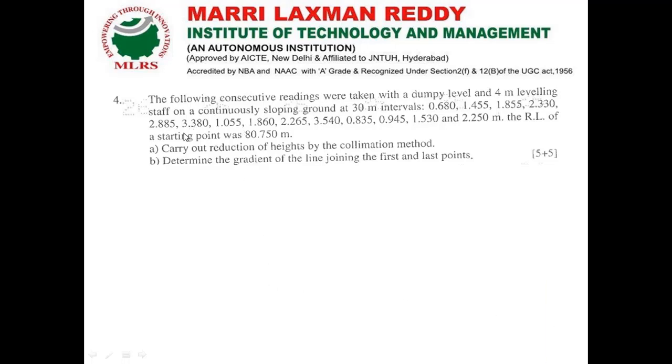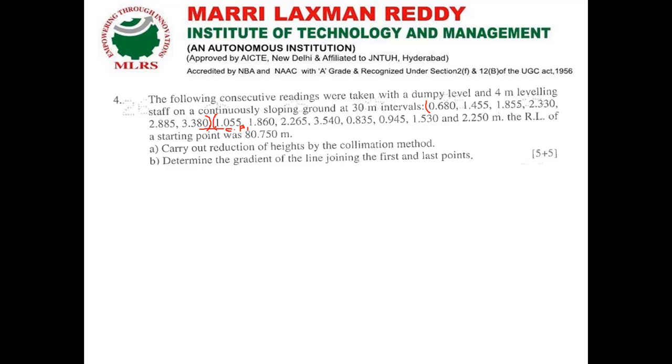So here the reading has suddenly dropped. Okay, now from here to here it is continuously increasing. After that it gets suddenly dropped. Okay, so this is called a change point. This position is called a change point, which means the position of the dumpy level has been changed from one place to another place. Okay, that is called a change point. So this is change point number 1.